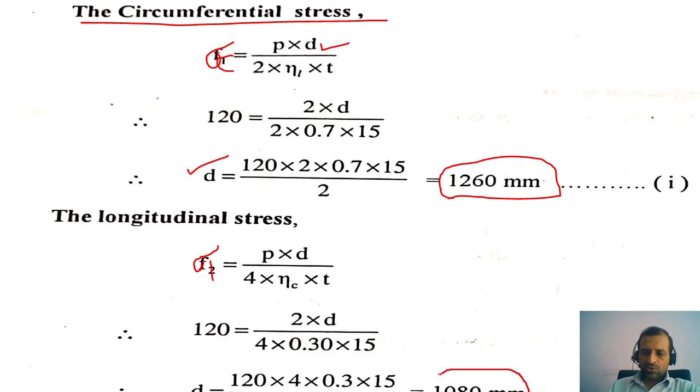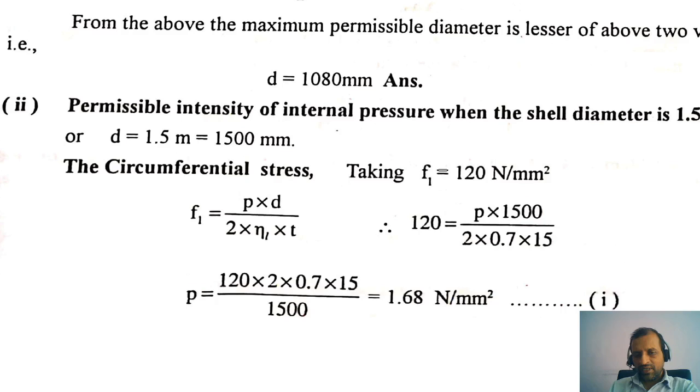So in these two, which is the minimum diameter now? So 1080 was the minimum diameter. So you can now select that as the diameter for your design. So from the above, the maximum permissible diameter is the lesser of the above two values, that is D is equal to 1080 mm. Right? This is the first case.